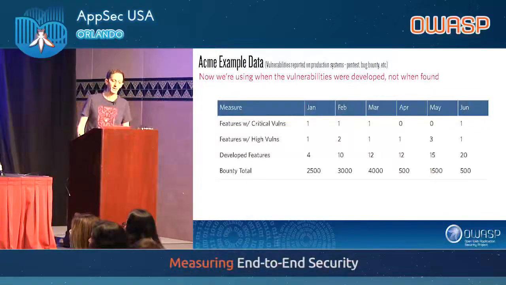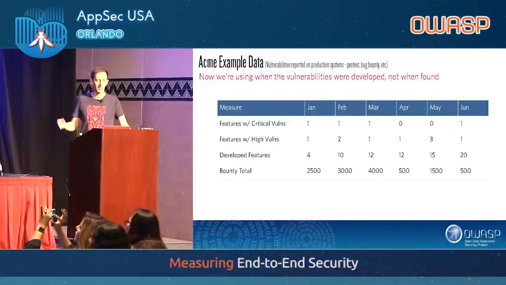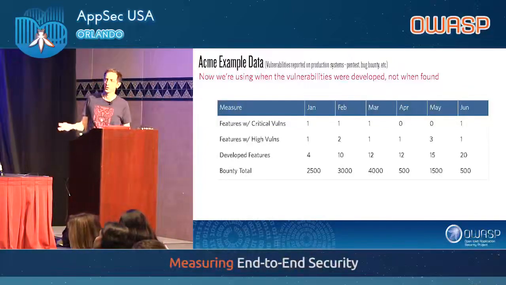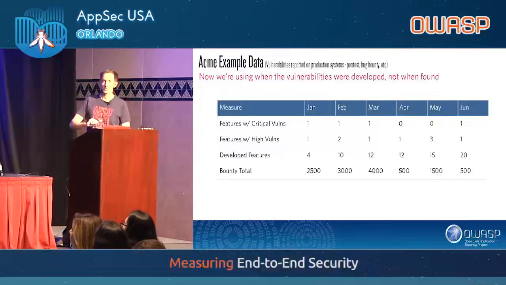So here's an example. I took the last set of data, and I'm going to bucket the number of bugs found in a feature. So for this, we're going to say features with critical vulnerabilities. The numbers are the number of features that have one or more vulnerabilities, and we'll keep it to criticals and highs as well. And then we'll have the number of developed features in that time span, and the bug bounty total that we paid out during that time span.